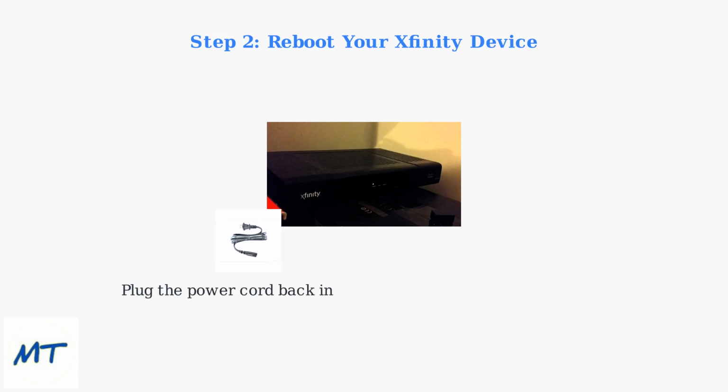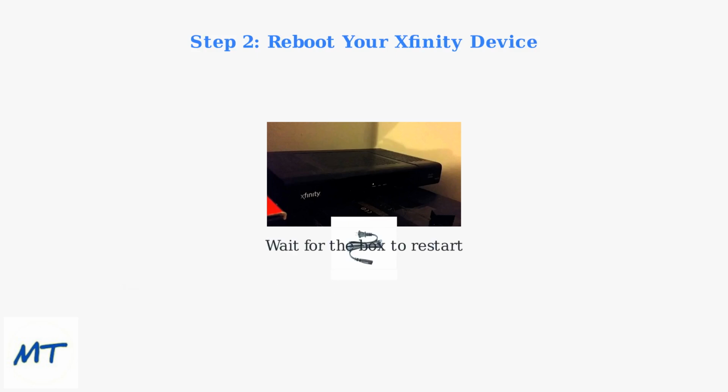Now plug the power cord back into the outlet. Wait for the Xfinity box to restart. The power light should come back on, and the device will initialize. This simple reboot process often resolves the RDK-03003 error by clearing temporary glitches.